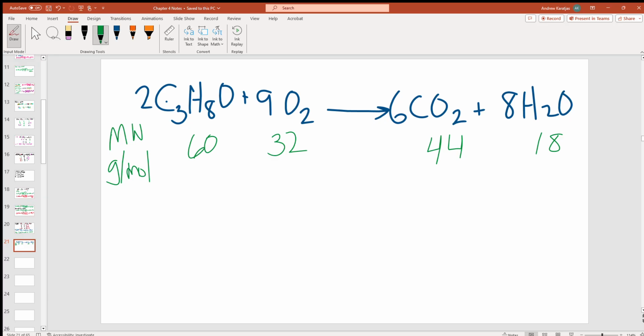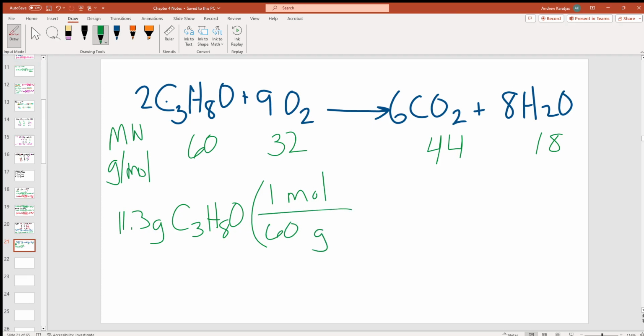And what we said we were going to do is we're going to start with 11.3 grams of C3H8O and figure out how much oxygen it needs and then how much carbon dioxide and water it'll form. So the first thing we're going to do is figure out how many moles of C3H8O we have. And it comes out to 0.188 moles.